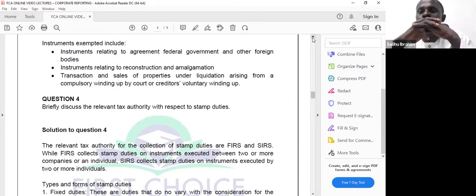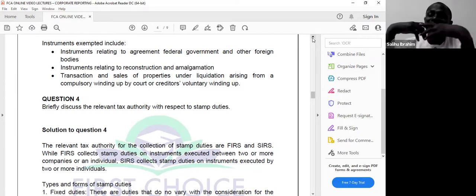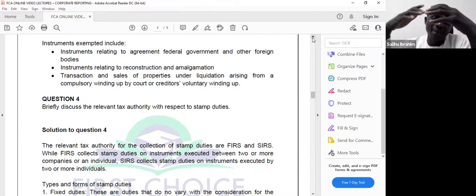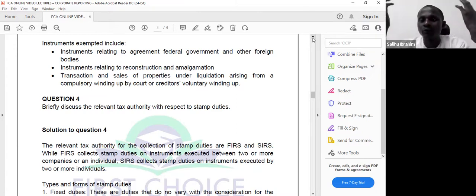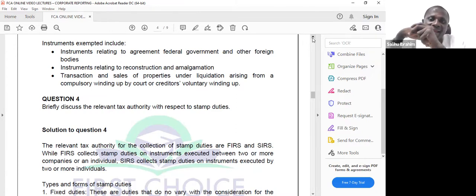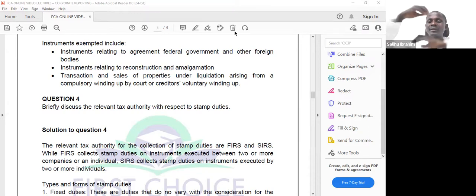Who is a tax authority, or what is a tax authority that is supposed to be collecting stamp duty? Now, stamp duty can be payable to Federal Inland Revenue Service, and it can also be payable to the State Internal Revenue Service. So if I'm in Lagos, my stamp duty may be payable, for instance, to FIRS or to LIRS. It depends on who is carrying out the agreements, who is executing the agreement.